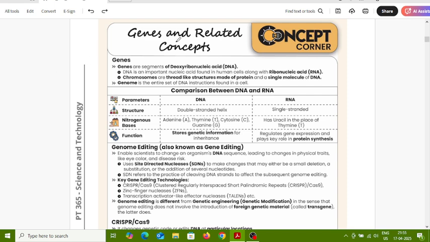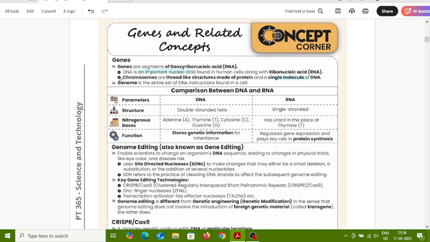First topic is related to genes and the concepts. Genes are a segment of DNA. DNA का एक छोटा पार्ट को जीन बोलते हैं and DNA is an important nucleic acid that is found in human cells. DNA is also present with the RNA. And chromosomes are thread-like structures made up of protein and are a single molecule of DNA. Chromosomes are the ones in which DNAs are stored. Then genome is the entire set of DNA.